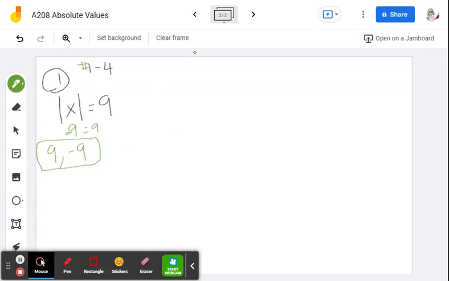Okay? That says an A. Answer 2, 3, and 4. Okay.